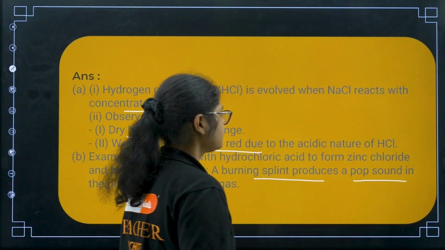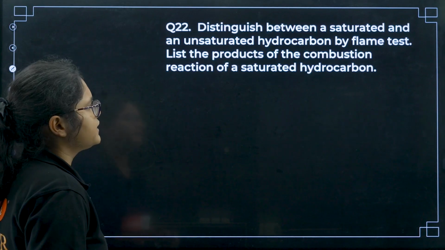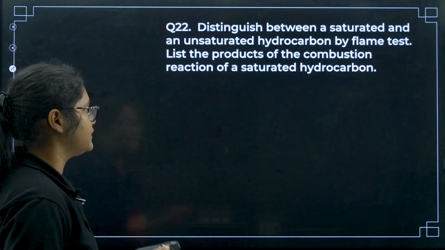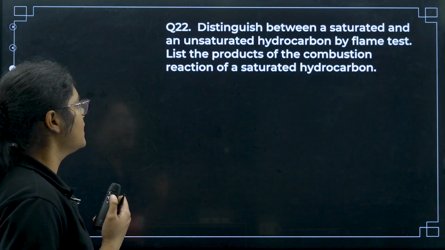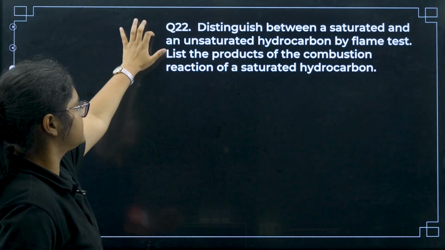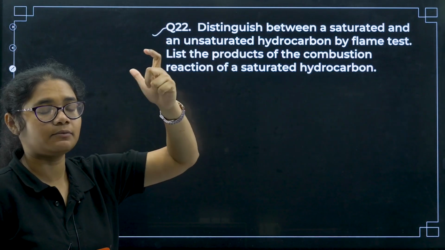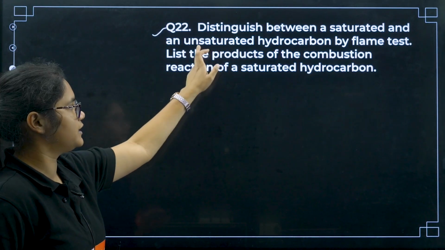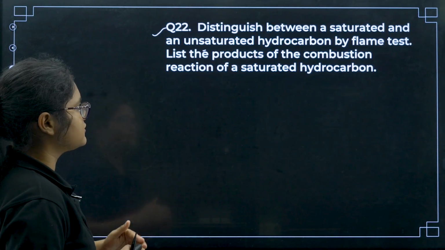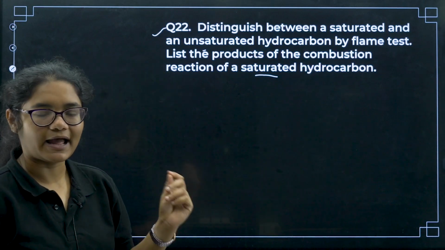Okay. Next we'll go to 2-marker question. We have one more. Distinguish between saturated and unsaturated hydrocarbon by flame test. List the products of the combustion reaction of a saturated hydrocarbon. Okay, how will you distinguish by flame test? So saturated will burn with a clean blue flame, whereas unsaturated will burn with a sooty yellow flame. Okay. Next, list the products of the combustion reaction of saturated hydrocarbon. It will give you carbon dioxide and water.